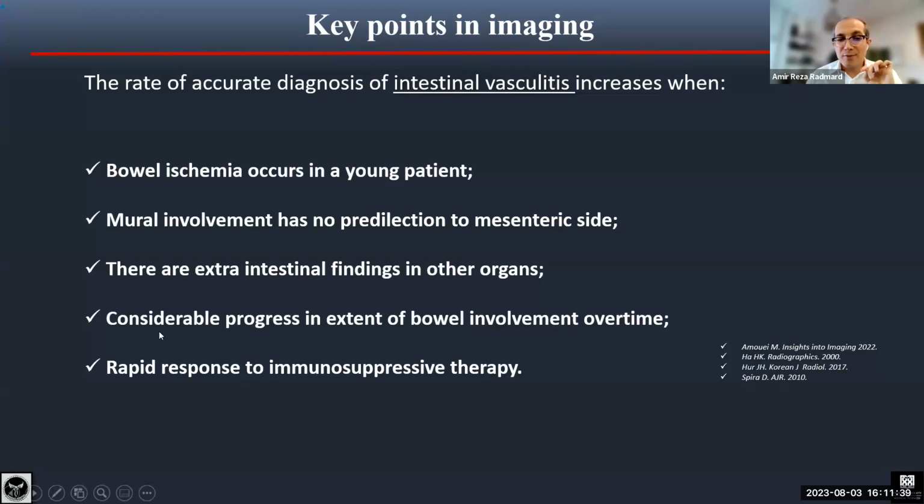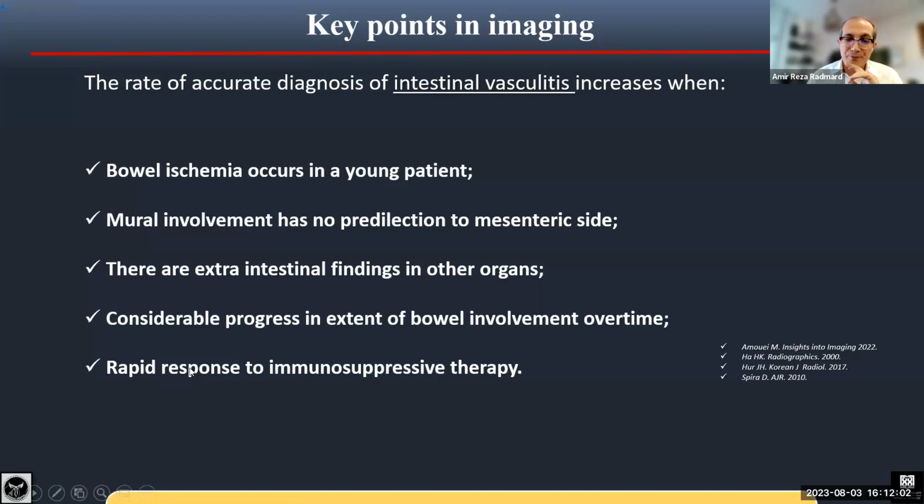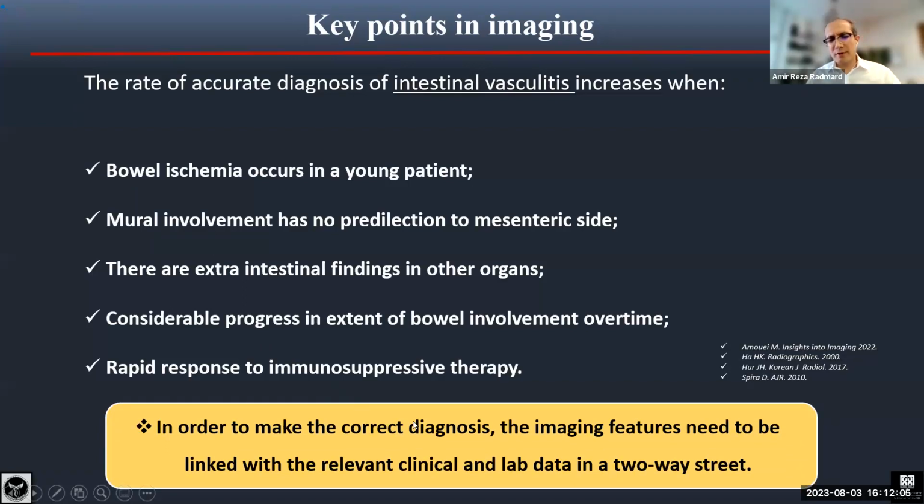And also, please keep in mind that we have considerable progress in the extent of bowel involvement in these cases, and we are not allowed to waste time, because any time wasting may cause a catastrophe. One interesting and helpful feature is that these cases usually have a very rapid response to immunosuppressive therapy. But in order to make the correct diagnosis of intestinal vasculitis from the radiology point of view, the imaging features need to be linked with the relevant clinical and lab data in a two-way street.